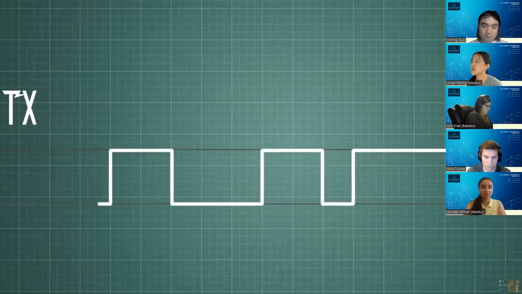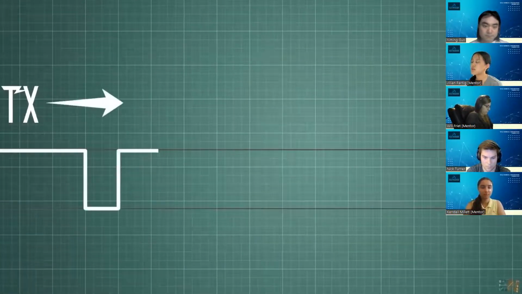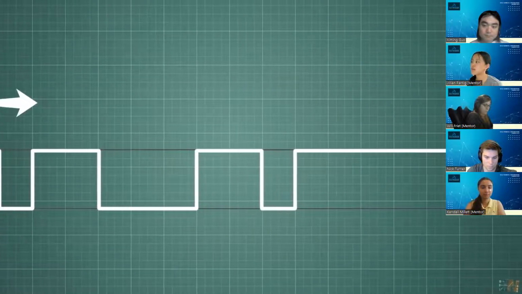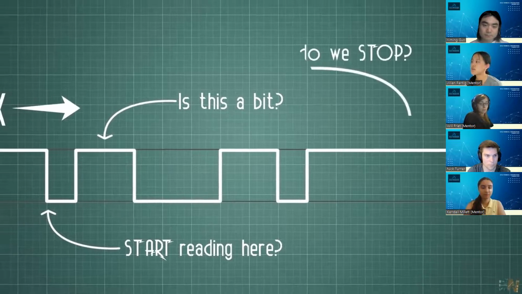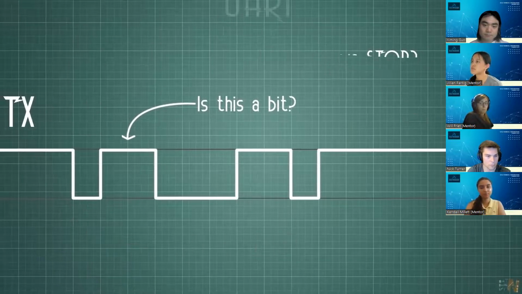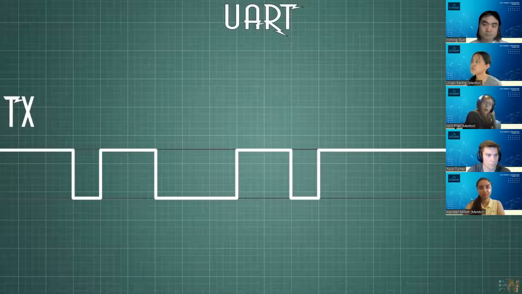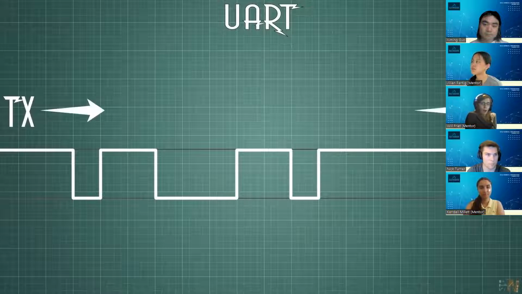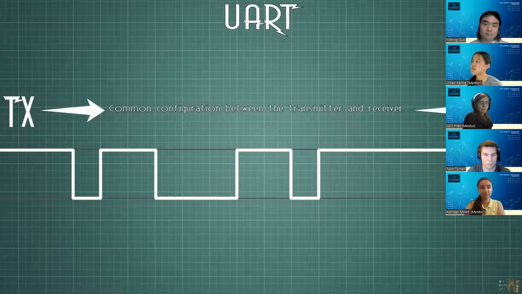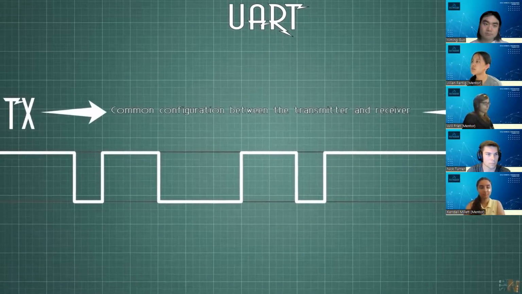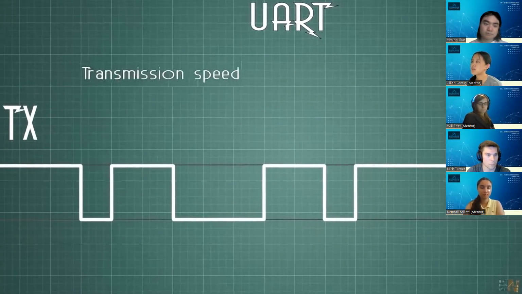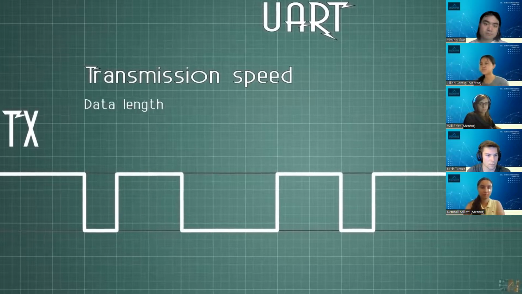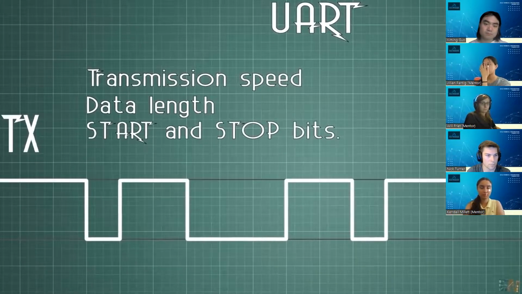The transmitter cable will be named TX and the receiver will be RX. The transmitter starts sending bits whenever it wants. So how does the receiver know when the incoming data starts, where it ends, when we have a bit or the other, and so on? For that, UART communication will need to place some common configuration between the transmitter and the receiver. Before making the connections, you need to make sure that both the TX and the RX will work with the same settings. Three of these settings are the transmission speed in baud per second, the data length in bits, and how is the start and the stop bit.